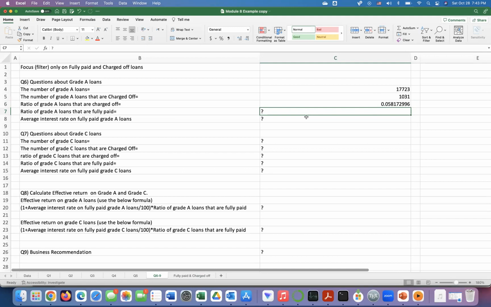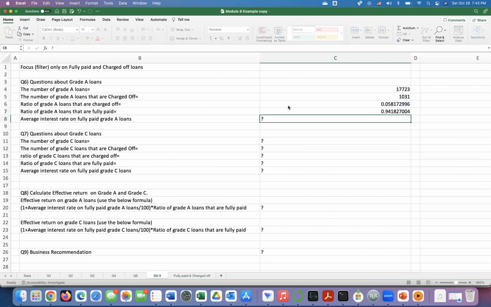Ratio of grade A loans that are fully paid. Here, we know that they're either charged off or fully paid. So the ratio of them that are charged off is this much. The ratio that are fully paid is going to be just 1 minus this. They've got to add up to 1, or 100%, yes? So the ratio of loans that are fully paid is just 1 minus this guy.